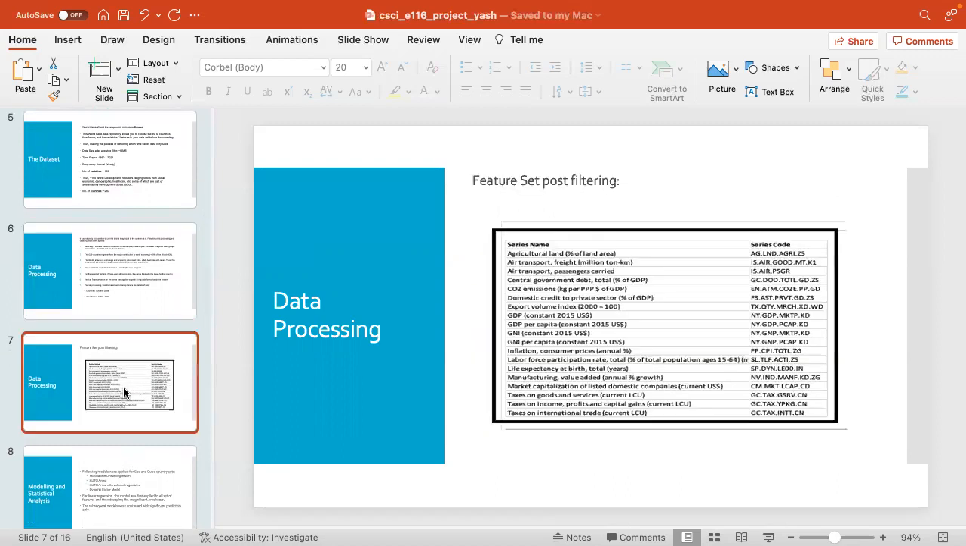A lot of variables were available, but I chose a certain set depending on the availability of data and the ones that, after discussing with the professor and the teaching staff, could be good predictors. So my independent variables are agricultural land, air transport, CO2 emissions, labor force participation, manufacturing, taxation, etc. And the dependent variables are GDP and GNI, and some per capita measures.